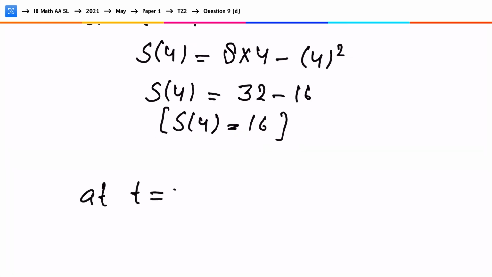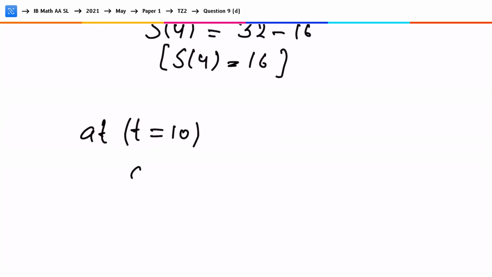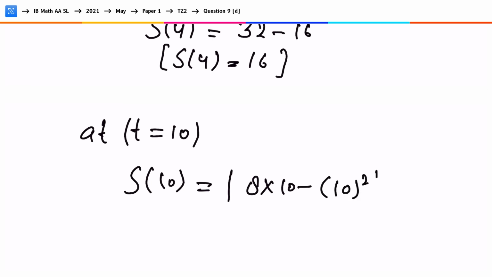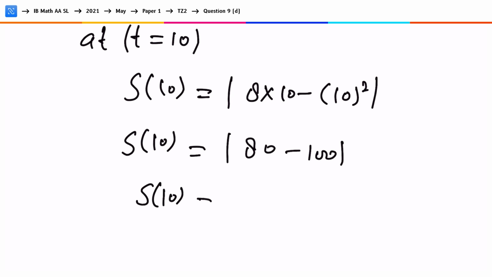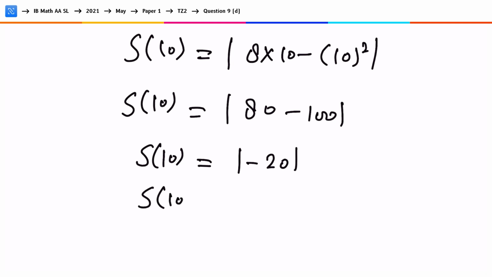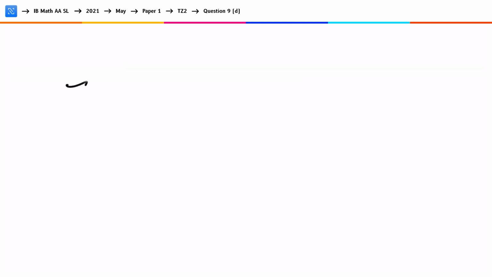When t equals 10, s of 10 equals the absolute value of 8 multiplied by 10 minus 10 to the power of 2. This simplifies to s of 10 equals the absolute value of 80 minus 100. S of 10 equals the absolute value of negative 20, which is 20. Now, s of 10 equals 20.